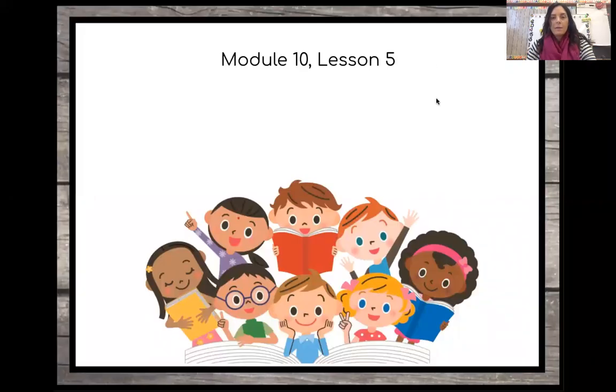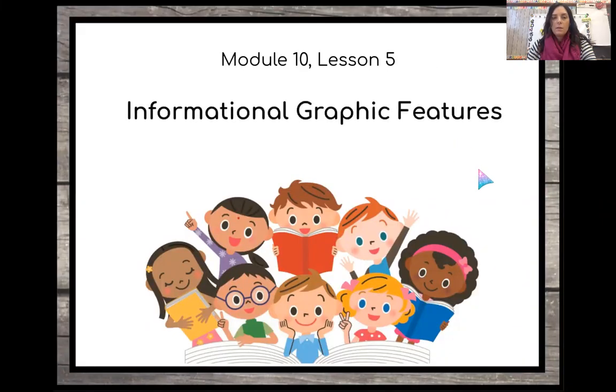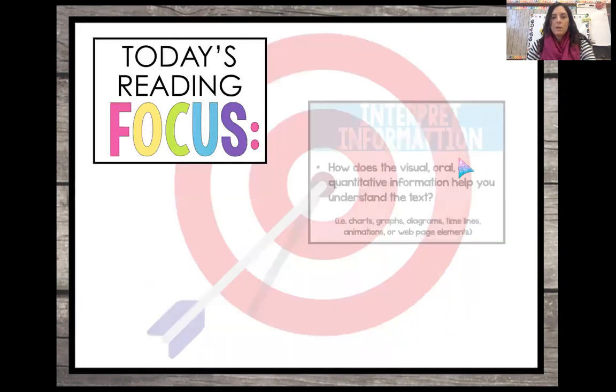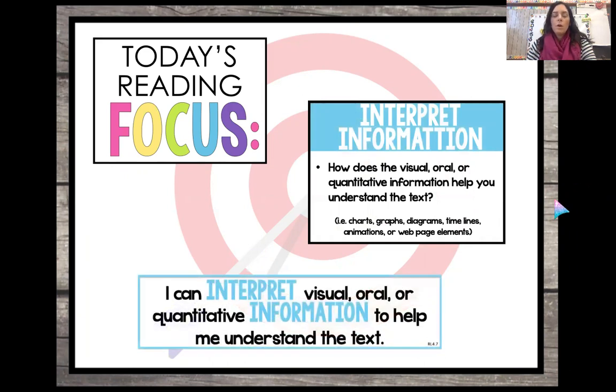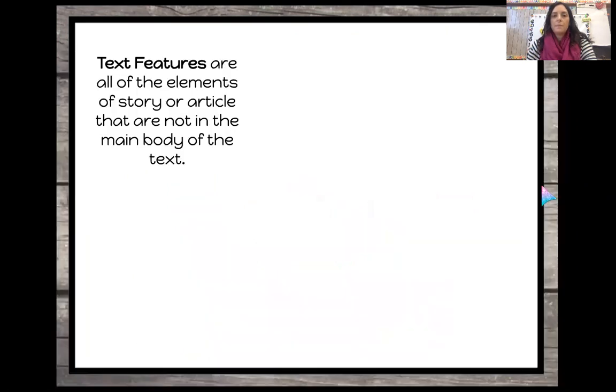Hi, everyone. This is Module 10, Lesson 5, and today we are going to look at informational graphic features. Today's reading focus is on interpreting information. So how does the visual, oral, and quantitative information help you understand the text? Our learning target today: I can interpret visual, oral, or quantitative information to help me understand the text.